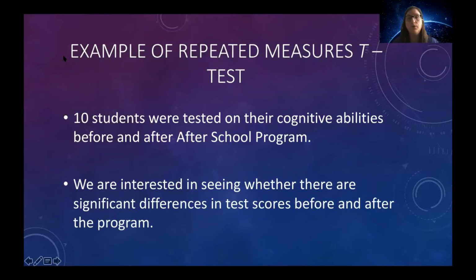So in our example, we're going to look at actually 5 students, my apologies about that, and they were tested on their cognitive abilities before and after an after-school STEM program. So the cognitive test ranged anywhere from 0, which was the lowest score you could get, to 50, the highest score you can perform on the cognitive test. And what we're going to do is we're going to measure the students before they do the after-school program and after they do the after-school program.